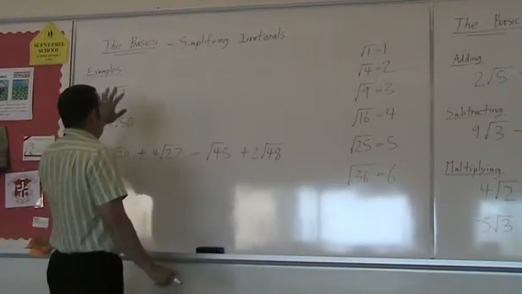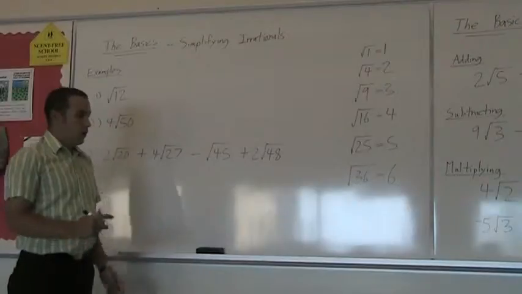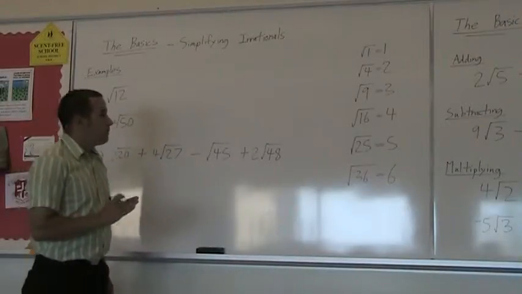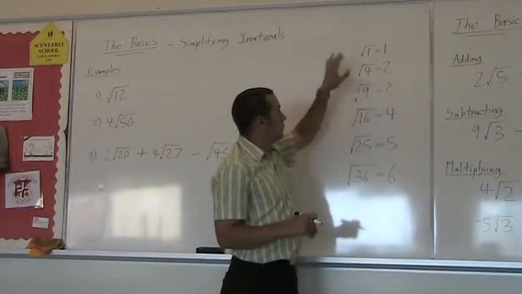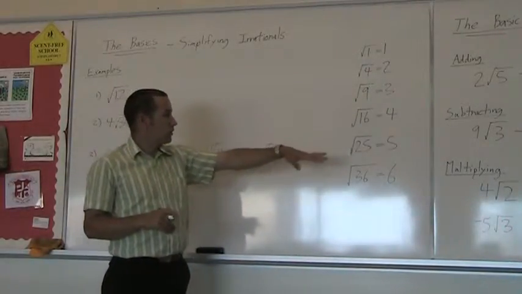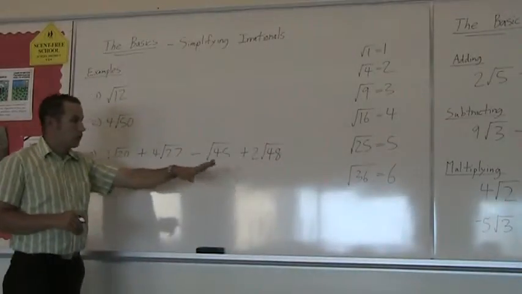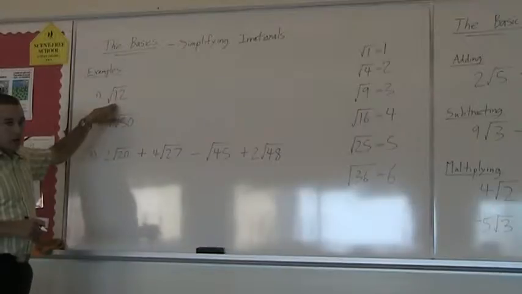Okay, the next section in the basics for irrationals is simplifying radical expressions. You'll notice on the board here, I have a list. Square root of 1 is 1, square root of 4 is 2. Of course, you already know these things. Square root of 16 is 4, so you already know those. The key is being able to use them to simplify an expression like square root of 12.